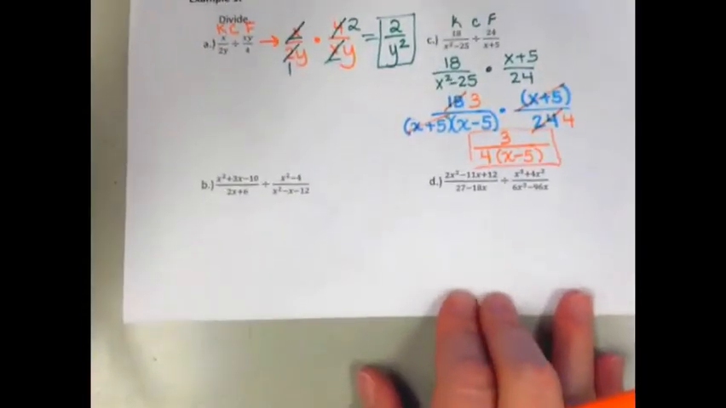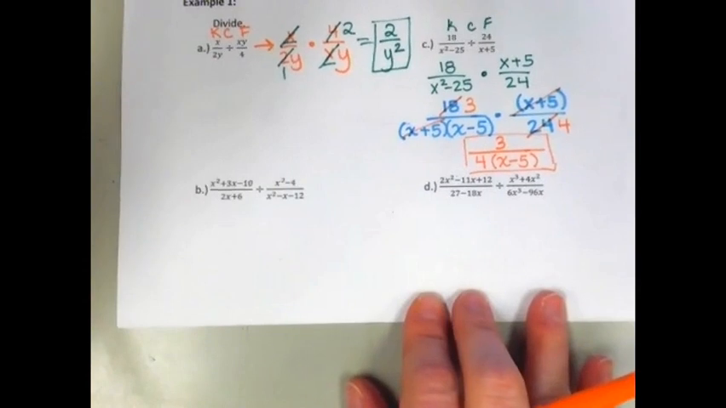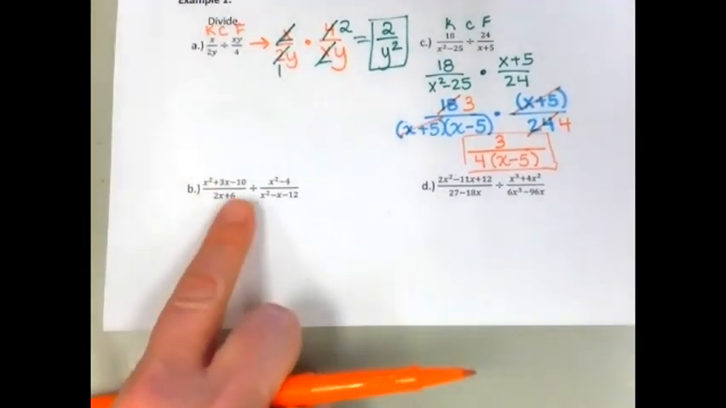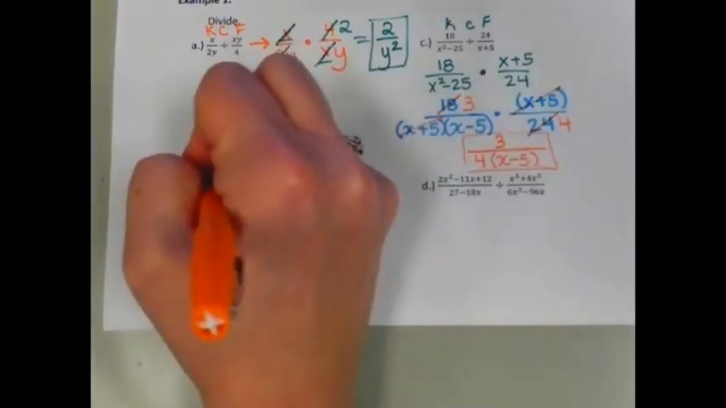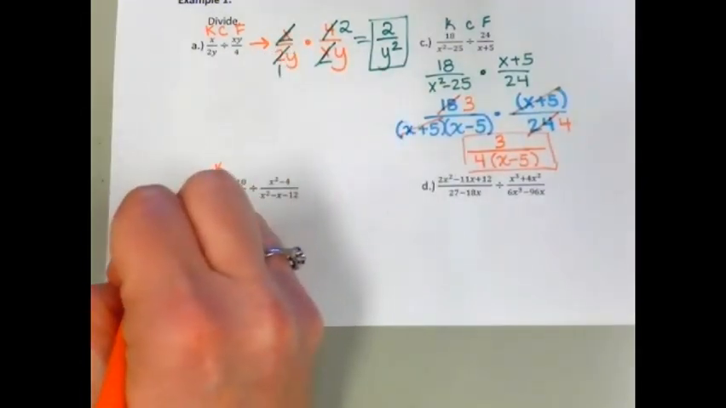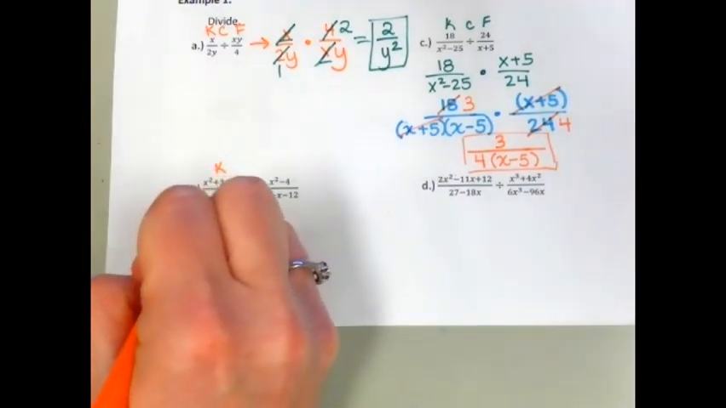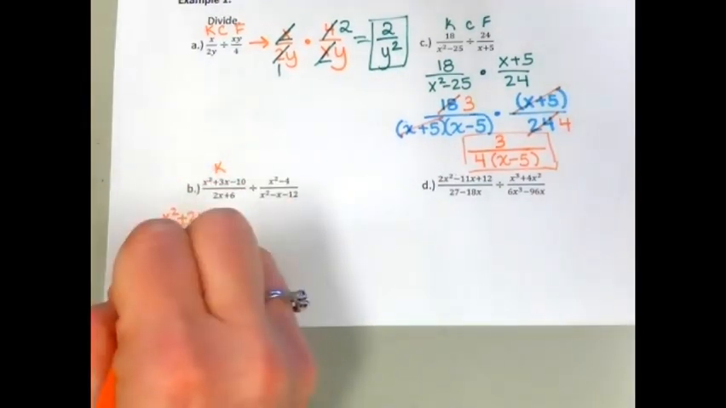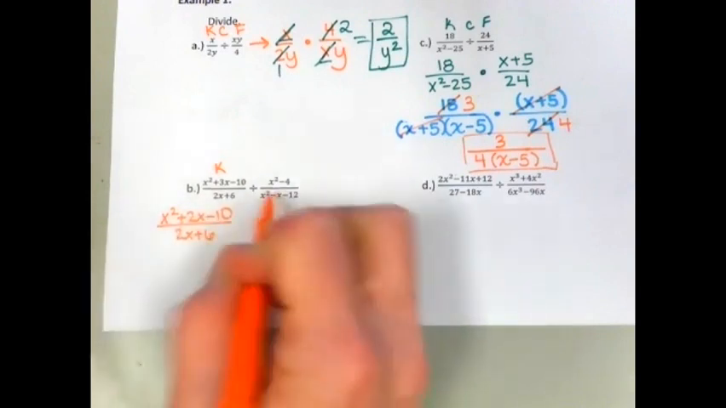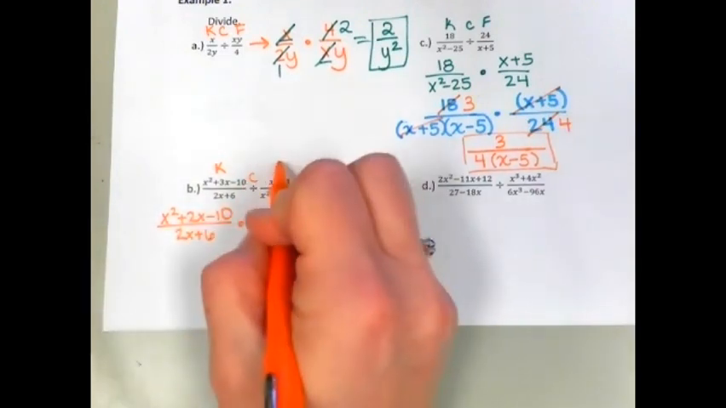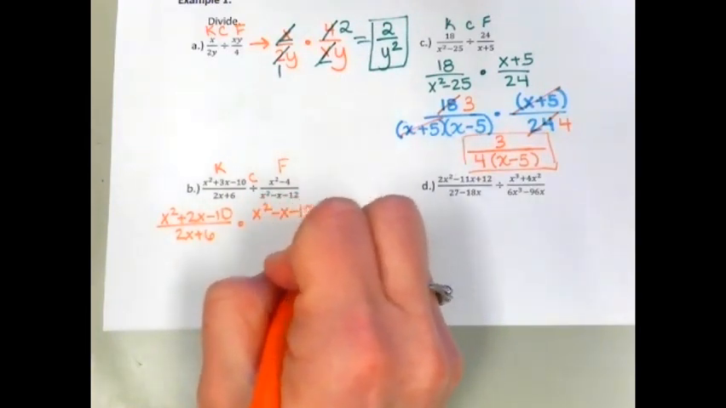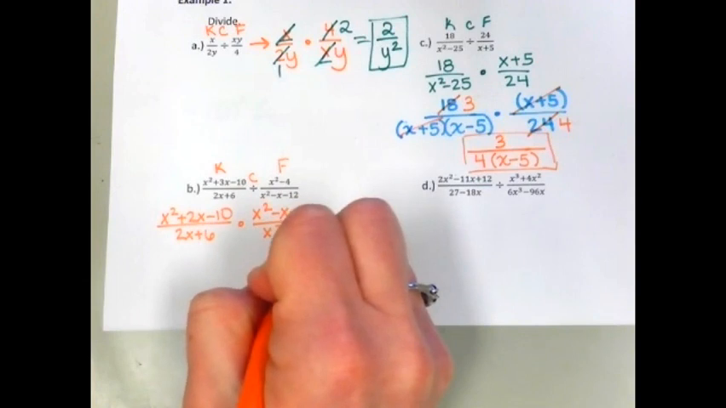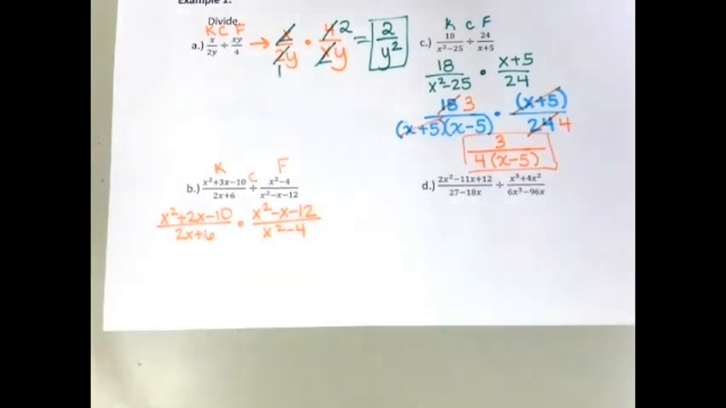All right, so let's look at B. Keep it, change it, and flip it, right? So let's keep this. So we're going to have x squared plus 3x minus 10 over 2x plus 6. This changes to multiplication, and we're going to flip the second one. So x squared minus x minus 12 is going to be in the numerator, and x squared minus 4 is in my denominator. Okay. Now, once we get that, we need to factor, right?